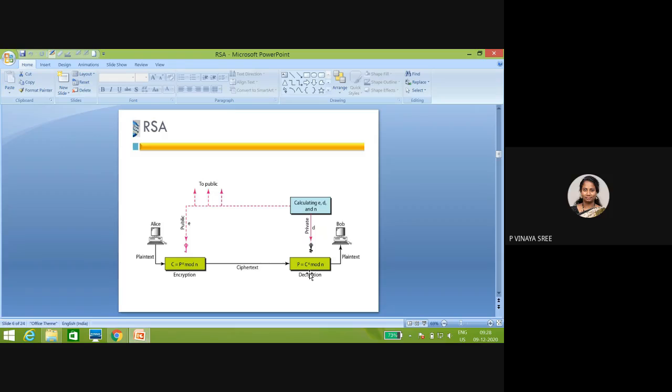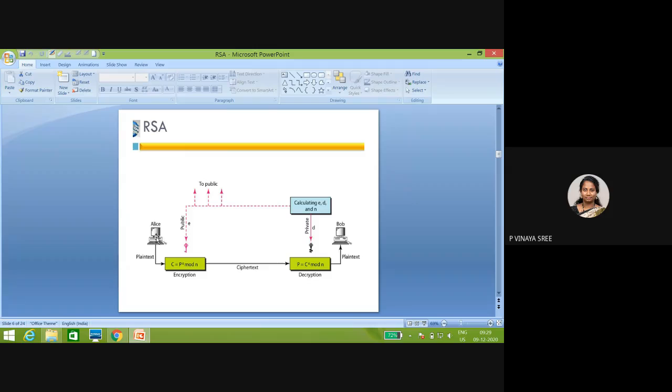For providing only key exchange we are using Diffie-Hellman. For providing encryption and decryption we are using RSA, and for providing digital signature we are using the Digital Signature Standard, DSS. Even RSA can also be used for key exchange, but now we are discussing encryption and decryption.